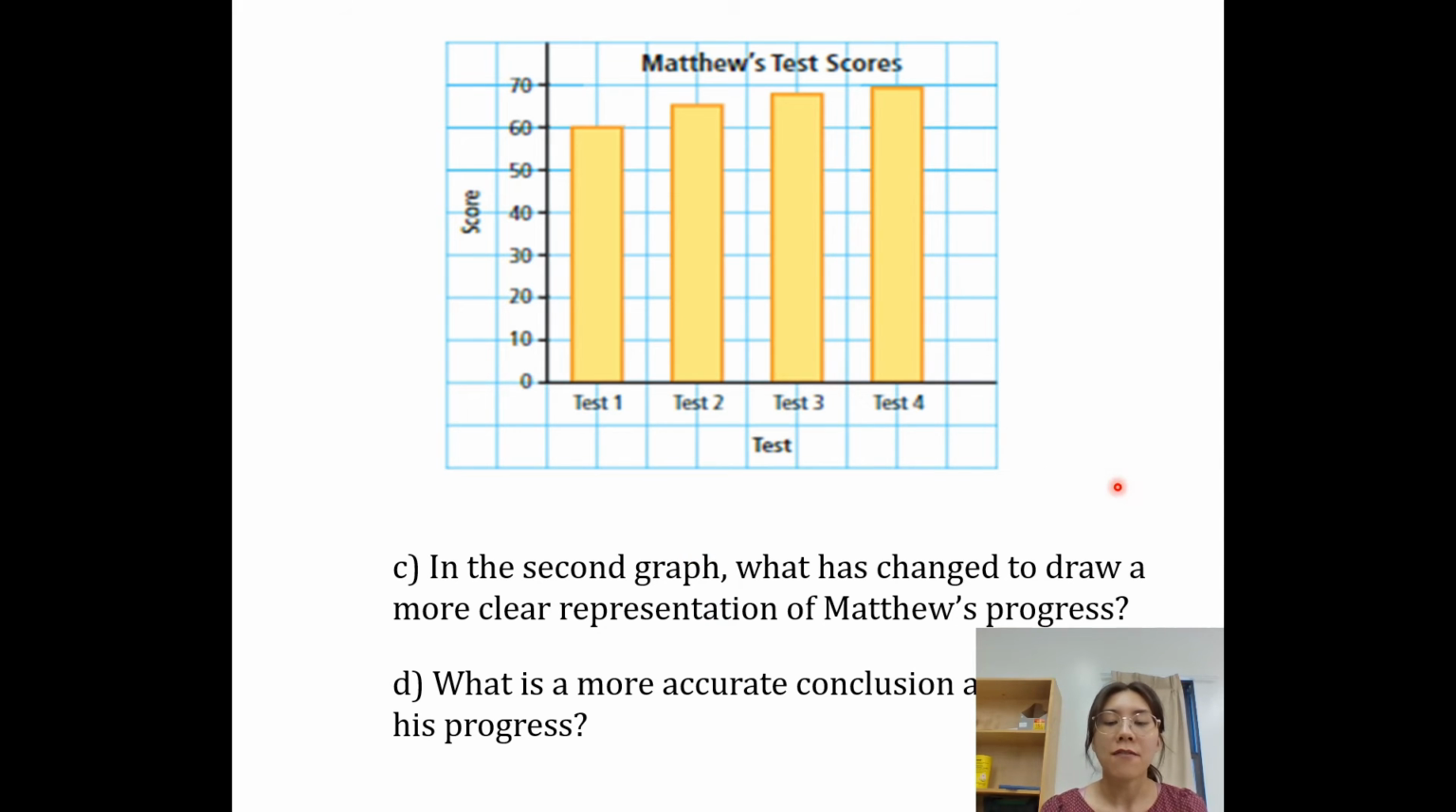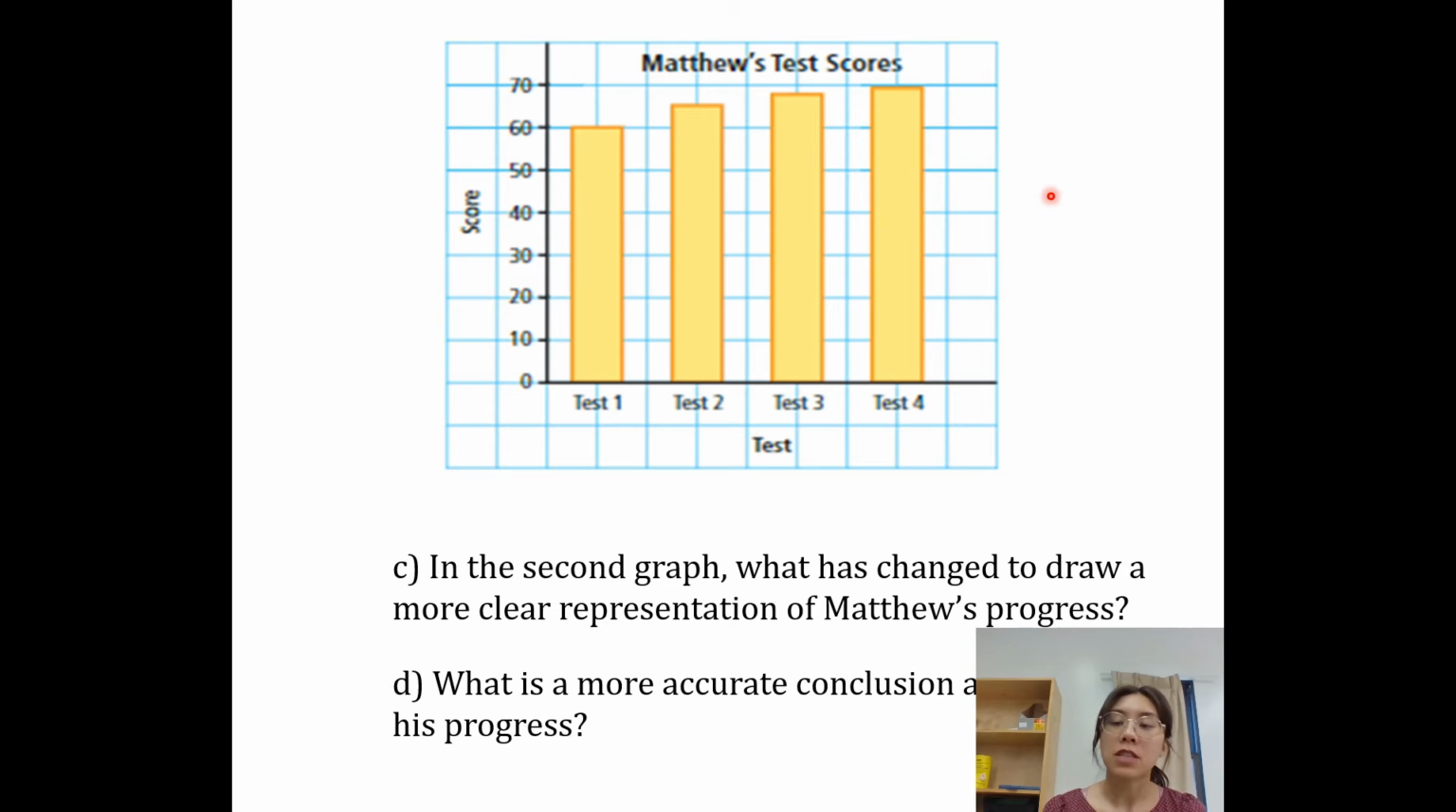In this graph, what's changed is the scale. The scale in the previous graph created a more zoomed in version. And so this shows the information in a more clear manner. In this one, we see that, yes, Matthew's test score did improve and did increase as he did his respective tests. However, the increase is not as bold and not as large as the first graph seemed to show us.